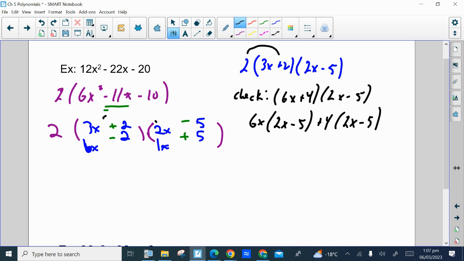Whenever we have a binomial times a binomial, we've always used distributive property. So 6x times 2x is our 12x squared. 6x times negative 5 is negative 30x. 4 times 2x is positive 8x. And 4 times negative 5 is negative 20. The negative 30x plus 8x is minus 22x.